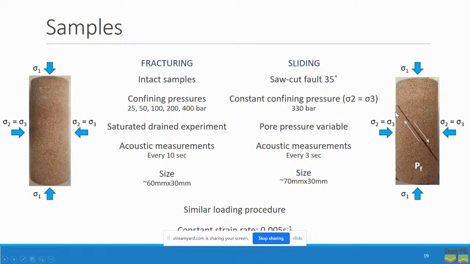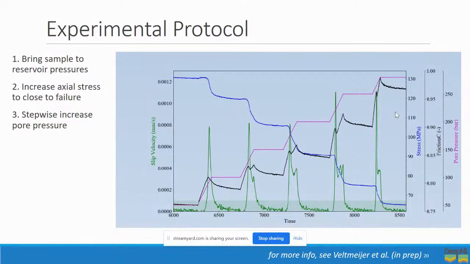What do we do in the experiments? We have a sample that we bring first to reservoir pressures. So we use our sandstone samples, we go to 330 bars of confining pressure, we pump a fluid into the system, and so we go basically to high reservoir pressure conditions. Then we start to increase vertically the stress on the sample to a point that we are very close to failure. So we know if we would push a little bit further, we would have failure of our sample.